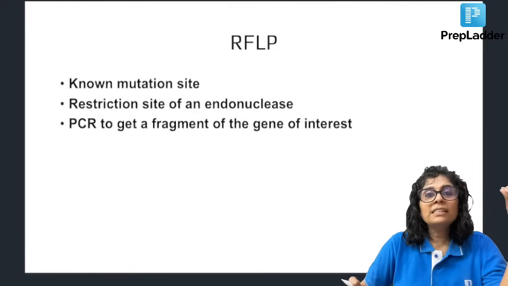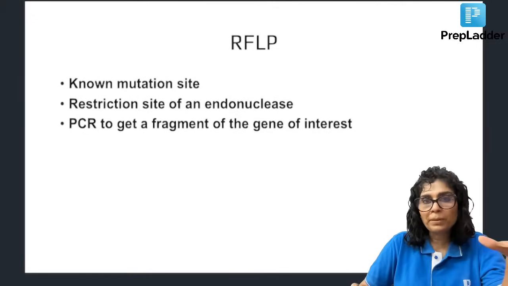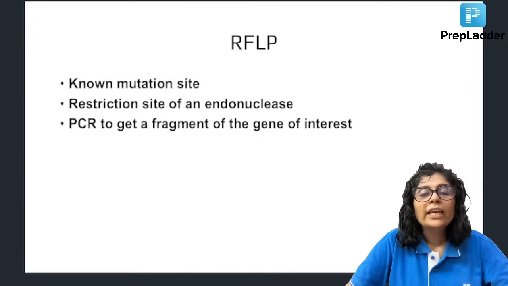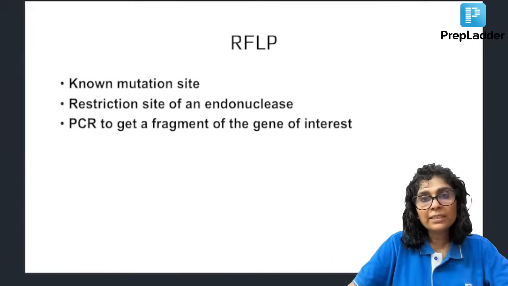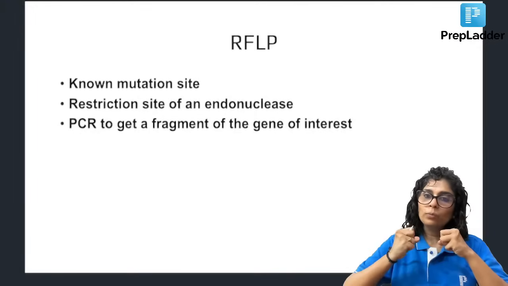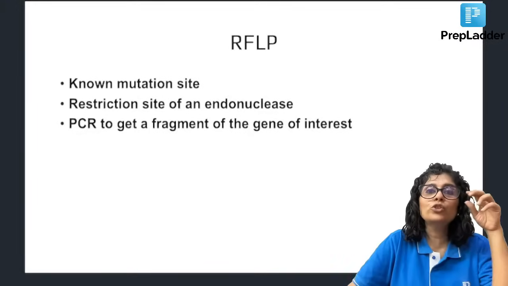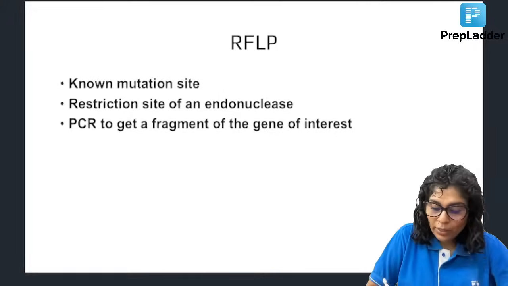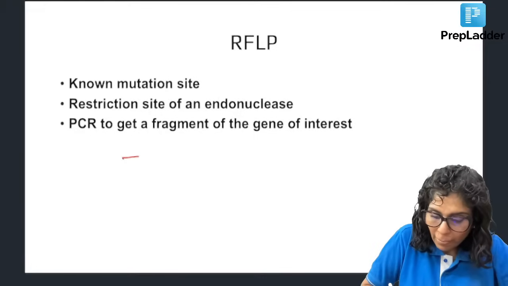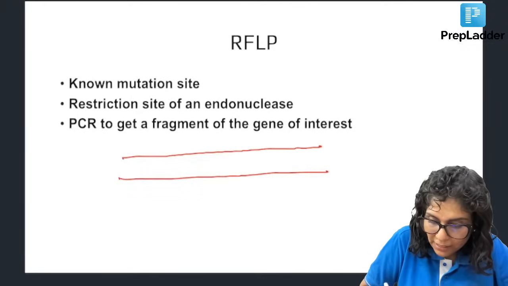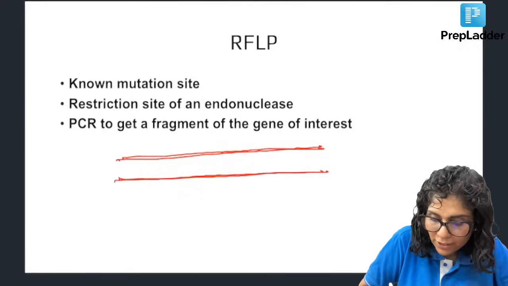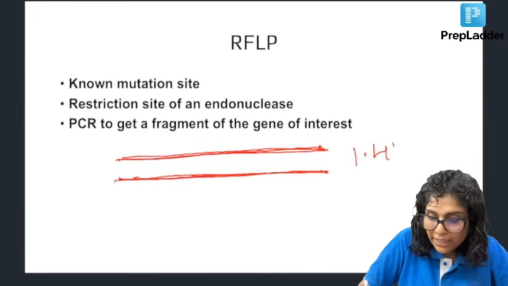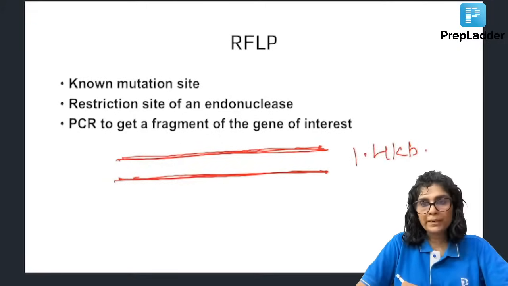Okay. But what is step number 1 before RFLP? Before RFLP, you should get the fragment that you want. If you want the beta globin gene fragment, first take the human chromosome. You subject the human chromosome to PCR using specific primers in such a way that you get the beta globin gene. This beta globin gene length is 1.4 kilobase pair.